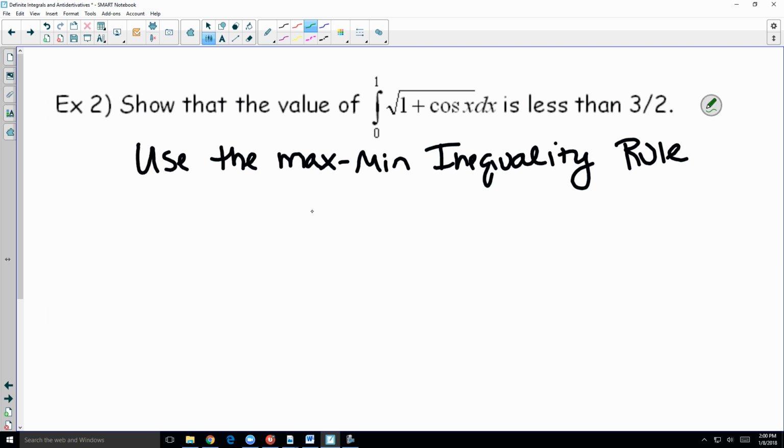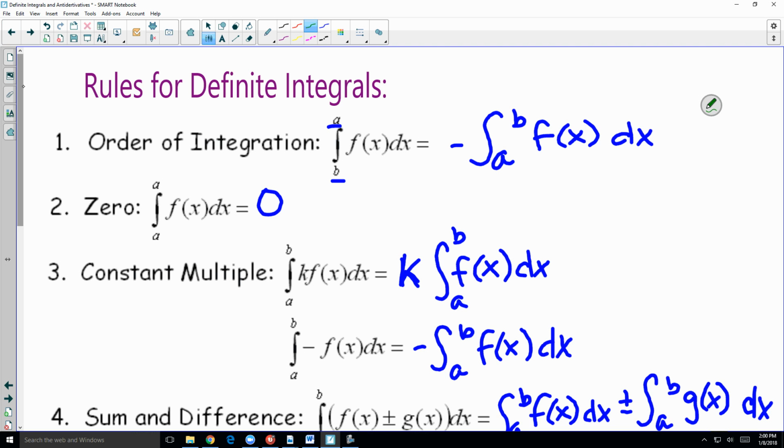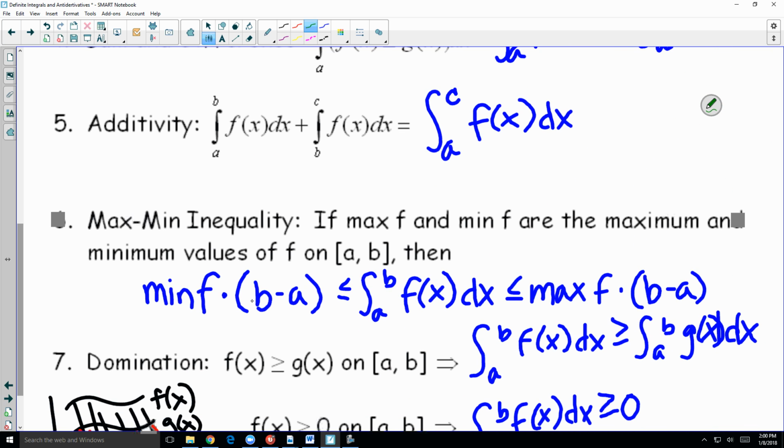Example 2. This one right here is using that max-min inequality rule. So if we want to scroll back really quick or flip backwards, the max-min inequality rule says if you take the minimum value of f times b minus a, has to be less than or equal to the integral from a to b of f of x dx, which has to be less than or equal to the maximum of f times b minus a.